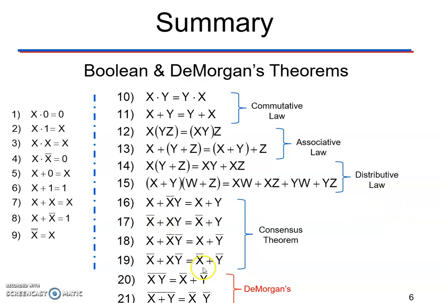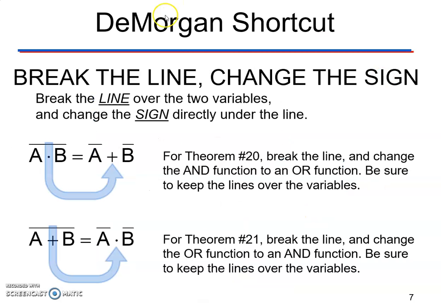So this is just number 20 and 21 of all of your theorems. These are also on your formula sheet, so please feel free to use those as much as you can to help you be more successful when you're going through these, because a lot of times we forget what those rules are. Again, they use the term break the line, change the sign. Basically what it means is break the line over the two variables, change the sign that's in between those two variables. And that's really all you're doing.